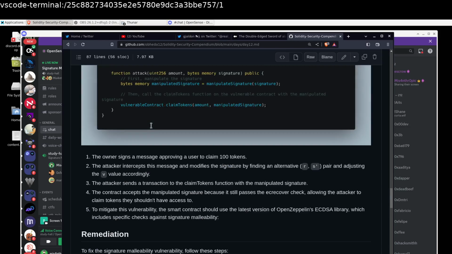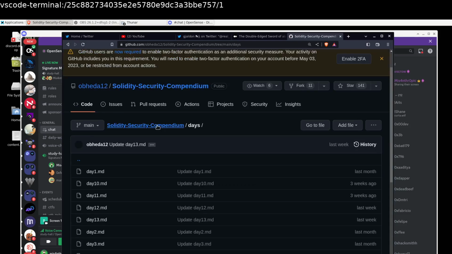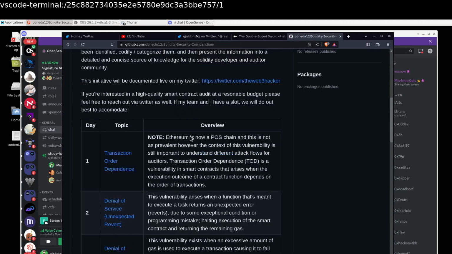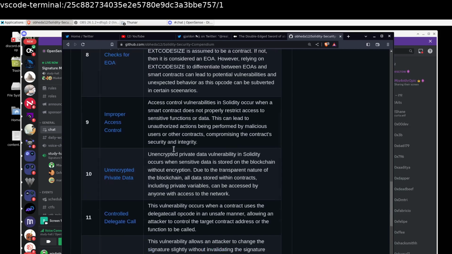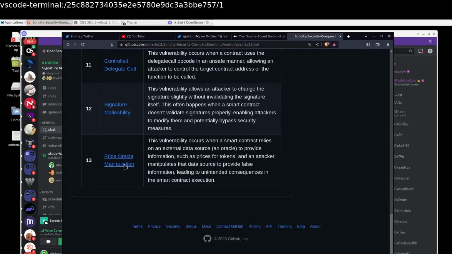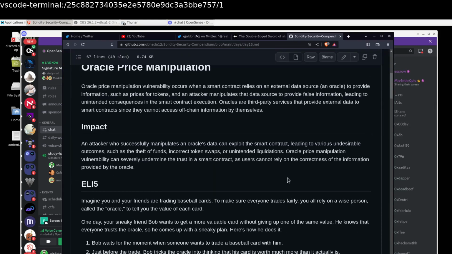Okay, let's go for another vulnerability. There's another one that is a little bit on the harder side, which is read-only reentrancy. We have that and we also have price oracle manipulation. I'm going to go for price oracle manipulation. So, the oracle price manipulation vulnerability occurs when a smart contract relies on an external data source like an oracle to provide information.